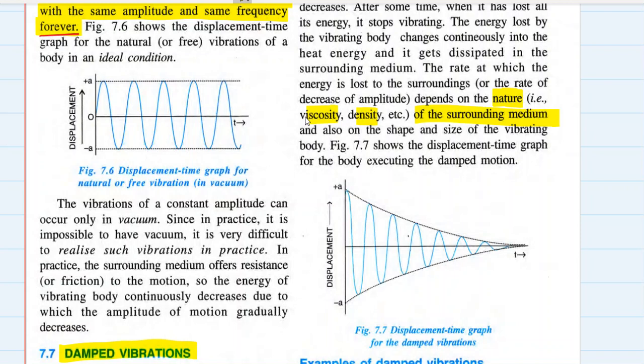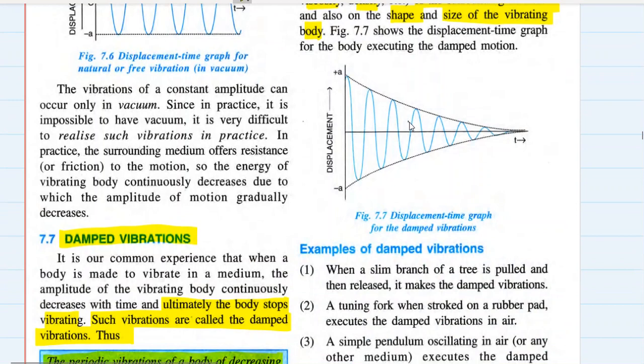If the surrounding medium has more density, more viscosity, then the vibrations will stop very quickly. Then the energy will be lost very quickly. And also the rate at which energy is lost depends on the shape and size of the vibrating body. A large vibrating body takes a lot of time to lose all its energy and come to rest. The displacement-time graph for a body executing damped vibration is shown here. As you can see, the amplitude is slowly decreasing, and the body slowly stops vibrating and its vibration ceases.